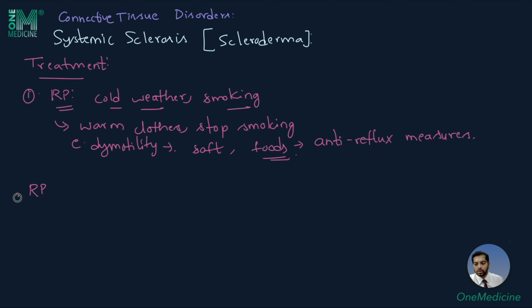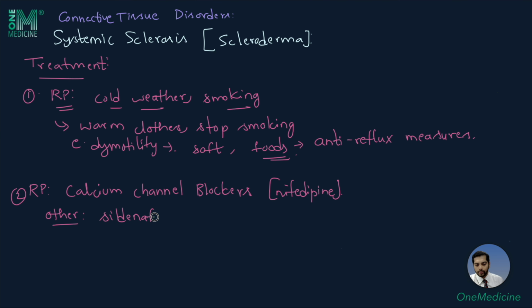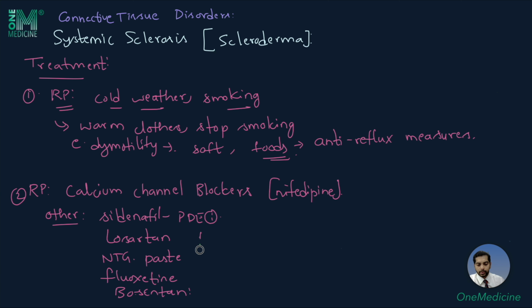Specific therapies for Raynaud's phenomenon include calcium channel blockers such as nifedipine. Other medications include sildenafil, which is a phosphodiesterase inhibitor. Patients can also be given losartan, nitroglycerin paste, fluoxetine, bosentan, which is an endothelin antagonist. Patients with recurrent Raynaud's phenomenon can also be subjected to digital sympathectomy.